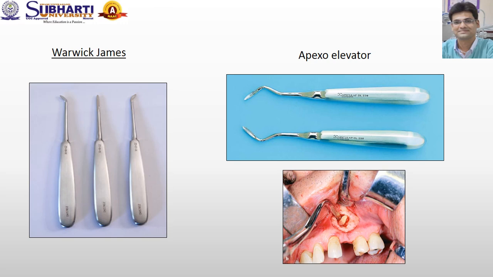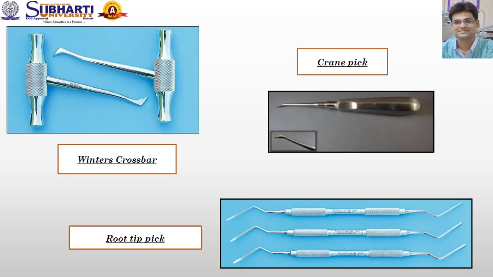Whereas Apexo elevators, again they are available in pairs. They are meant for removal of the root stump which is fractured at the apical third. Next is your Winter crossbar elevator or T-shaped elevator. These elevators have a handle and generate a larger amount of force and have a mechanical advantage of 3. These work on the principle of wheel and axle. Again, these are available in pairs and these instruments are used for elevation of the root stump which is left in the socket.